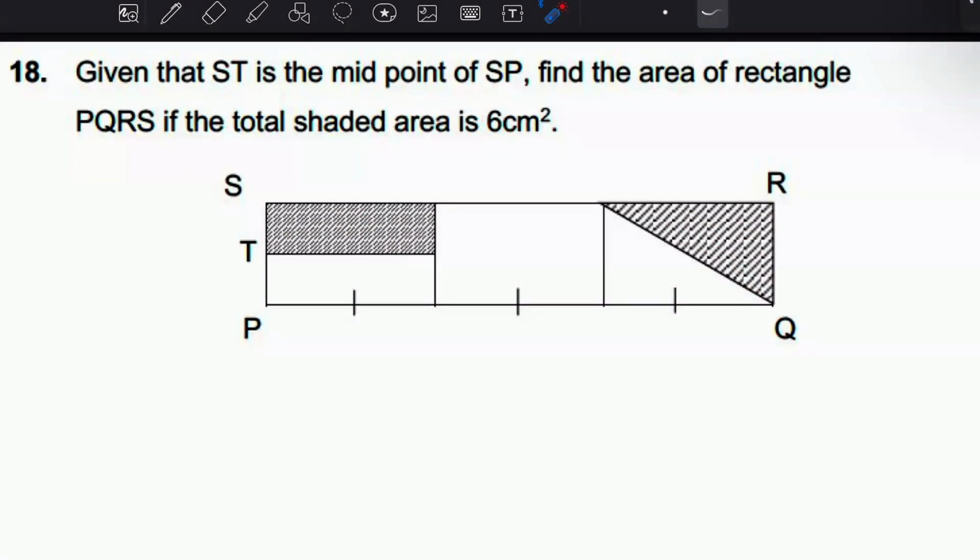If you notice here, both of the shaded areas are actually half of one small rectangle. So this is exactly half, since you know that ST is the midpoint. And this one is also exactly half, because it is cut here directly.